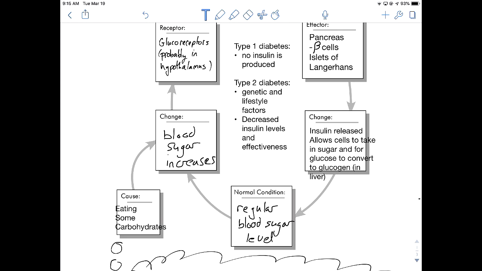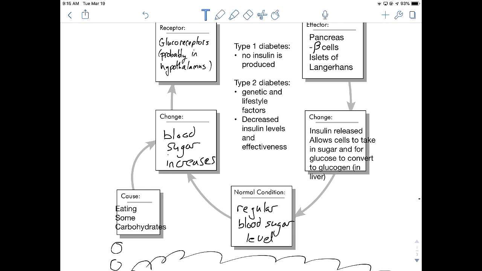What's the difference between 1 and 2? Right. So type 1 is usually a genetic disease that a child can be born with. These beta cells no longer produce insulin, so they just straight up stop producing. In type 2, the insulin levels are reduced. So your body's not producing enough insulin, or your body's cells have developed an insulin resistance.